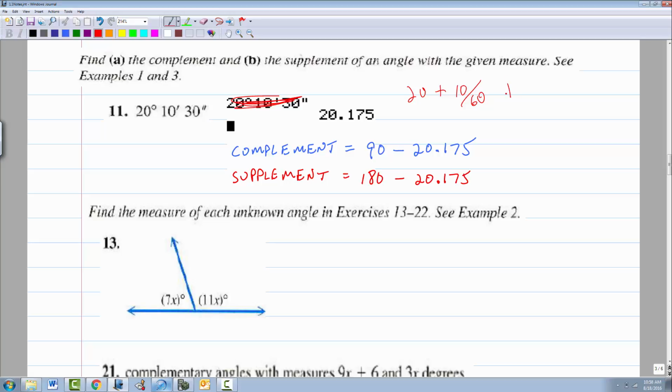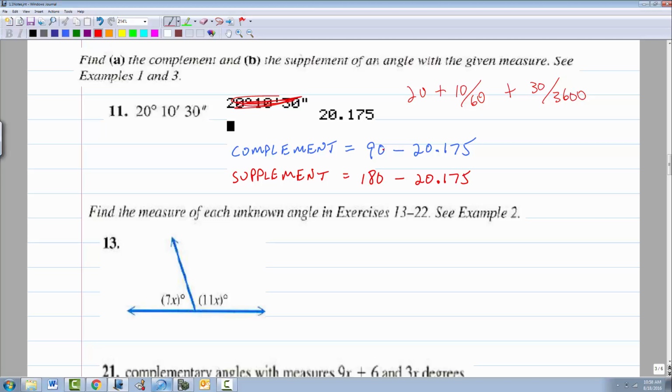And then what do I have to do with 30? Divided by what? 3,600. Why? How many seconds are in an hour? 3,600. And then when I do this, and I did this in calculator ready form, press enter, you'll get 20.175. It's one button click on a good scientific calculator. A good, on average, $10 scientific calculator.